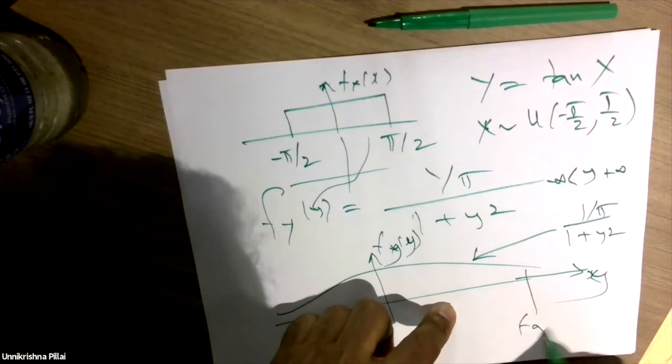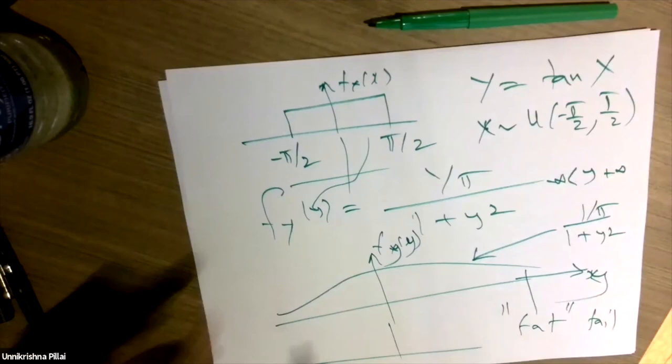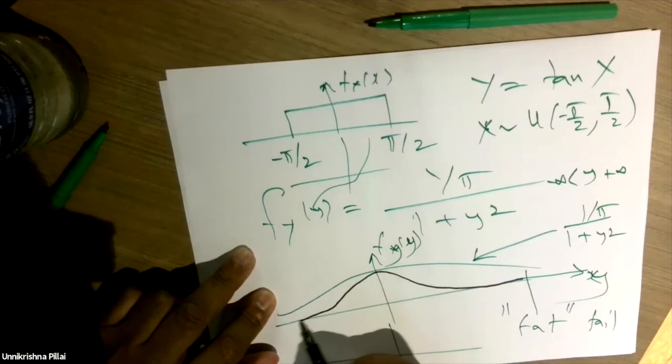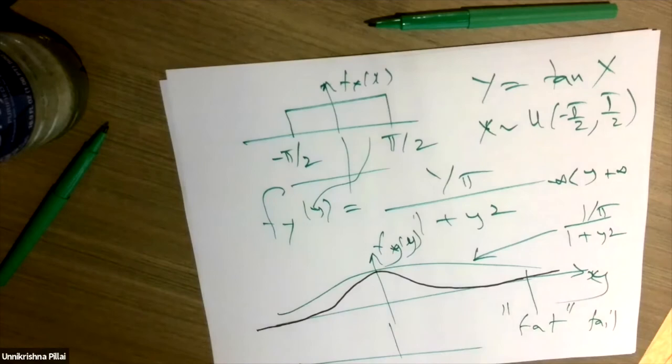See, if you draw the Gaussian on top of it, it will go like this. So the tail goes dramatically down very fast, whereas Cauchy comes like this. So this is Gaussian.